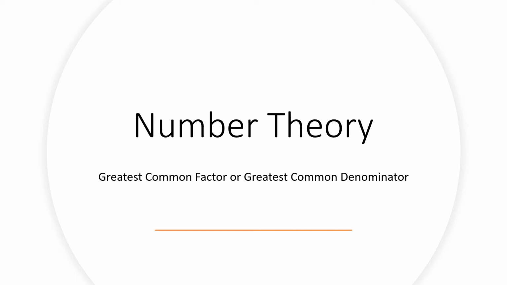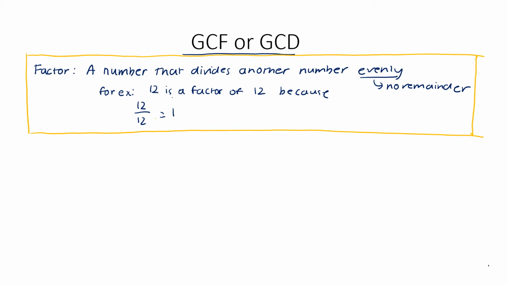Today we'll be talking about the greatest common factor, also known as the greatest common denominator. The greatest common factor is exactly what it sounds like. It's basically the greatest common factor between two numbers. But first, to solve this, we need to know what a factor is. A factor is basically a number that divides another number evenly, which means no remainder.